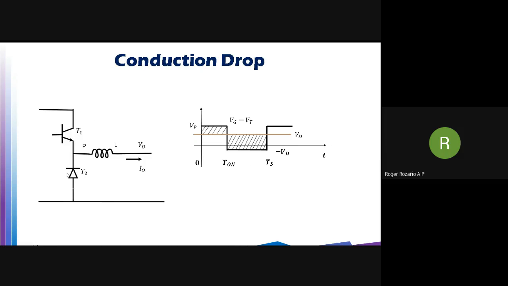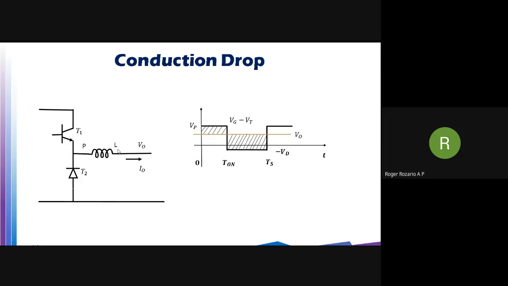So let us calculate the conduction drop, and using this we will evaluate the change in the forward voltage conversion ratio. How did we arrive at the forward voltage conversion ratio? Using the volt-second balance in an inductor. So we need to find out the voltage across the inductor. Voltage across the inductor is nothing but Vp minus V0. The average voltage across the inductor in one cycle will be equal to 0. That is called the volt-second balance of the inductor.